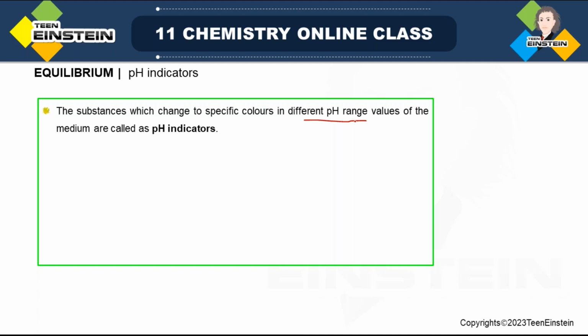So it is a substance which changes to a specific color in a different pH range. It is not that at pH 2 it is one color and at pH 3 it is another color. We do not do it that way. That is why it says pH range. Normally, when we mention the color, we say what the color is in the acidic range and what the color is in the basic range. These two ranges we specifically consider. So whatever indicator we mention, those two colors will be mentioned, one in the acidic pH range and another in the basic pH range. They are called pH indicators because they indicate whether the medium is acidic or basic.